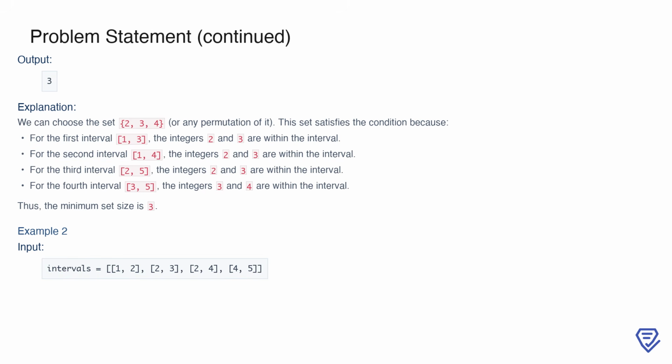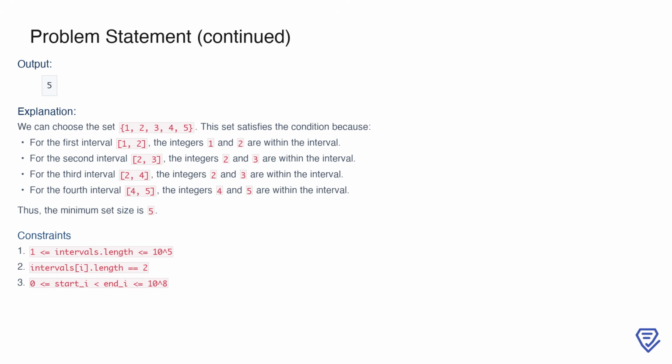For the first interval, [1,3], the integers 2 and 3 are within the interval. For the second interval, [1,4], the integers 2 and 3 are also within the interval. For the third interval, [2,5], the integers 2 and 3 satisfy the condition. Finally, for the fourth interval, [3,5], the integers 3 and 4 are valid. As all intervals are covered, the minimum set size is 3.